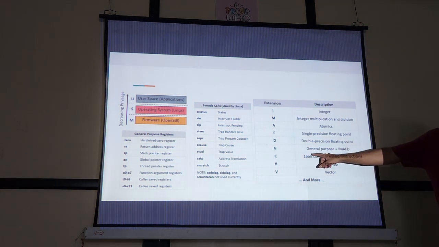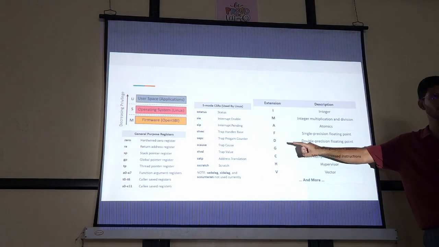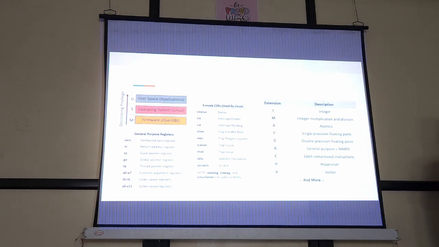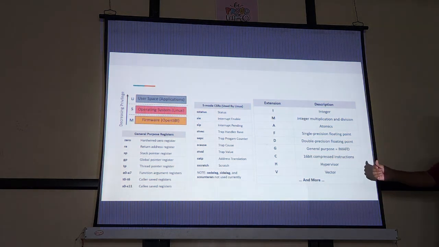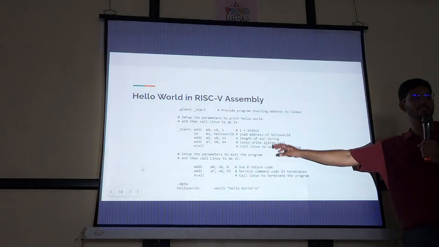Yes, general purpose will have IMAFD. So IMAFD, all these. Anything else? So is this visible?